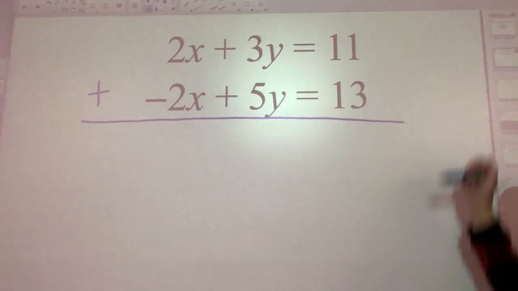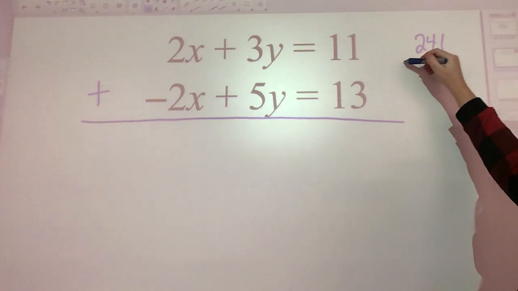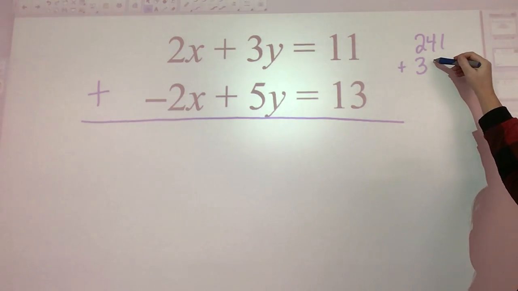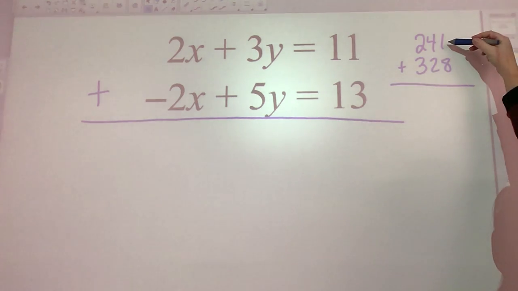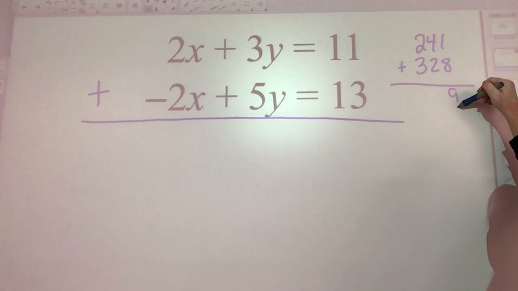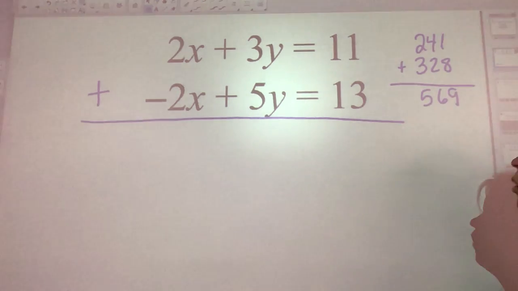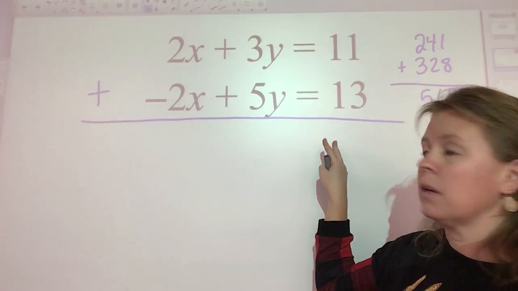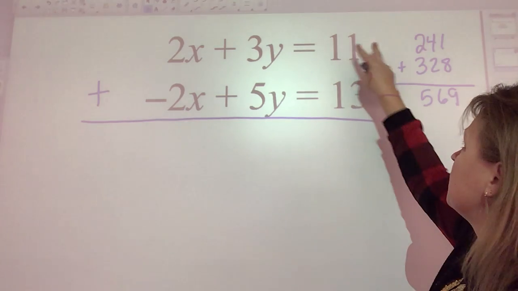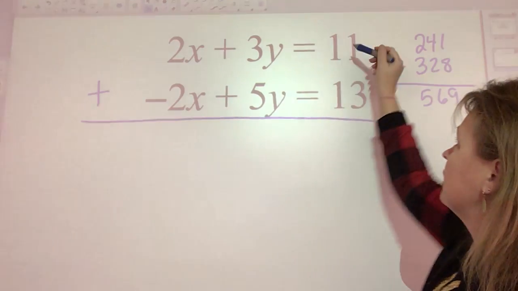Let me remind you how to add down. If I had the number 241 and I wanted to add the number 328, you start over here and go 1 plus 8 is 9. 4 plus 2 is 6. 2 plus 3 is 5. We're doing the exact same thing here, but instead of adding numbers, you're adding terms. These, and these. These are like terms.